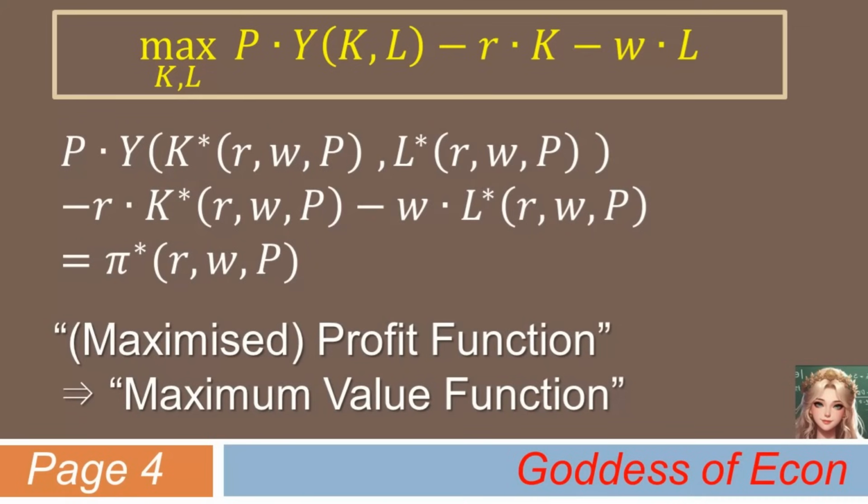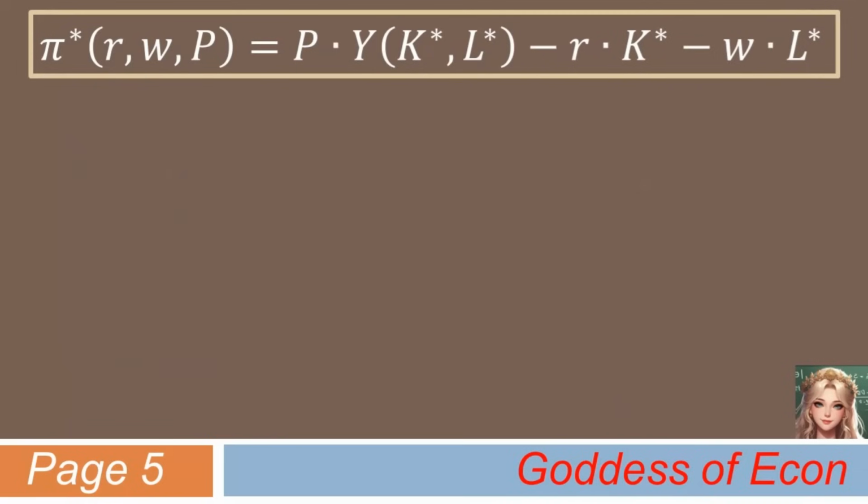Okay, we are halfway there now. Please bear with me a little longer. Next, given this maximized profit function, or maximum value function, or pi star as written above, let's do one more exercise. That is, let's differentiate this maximized profit function with respect to one of the input prices, for example, R. Are you guys ready?